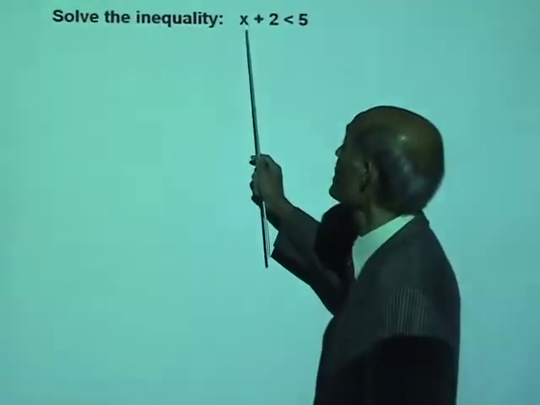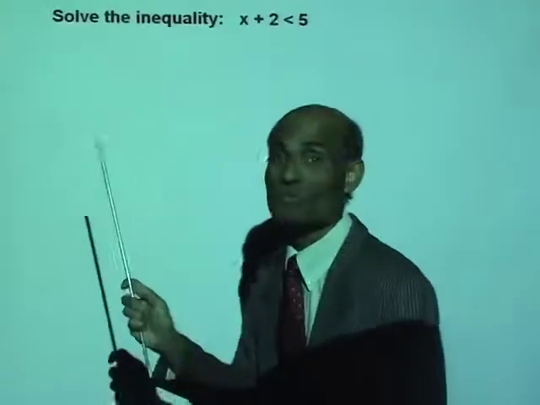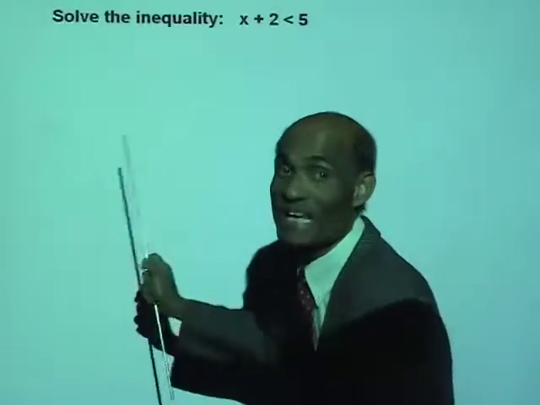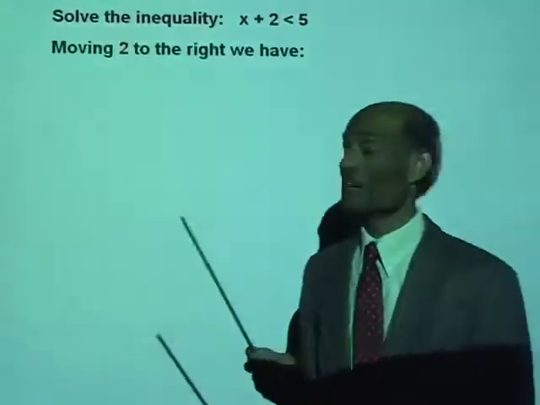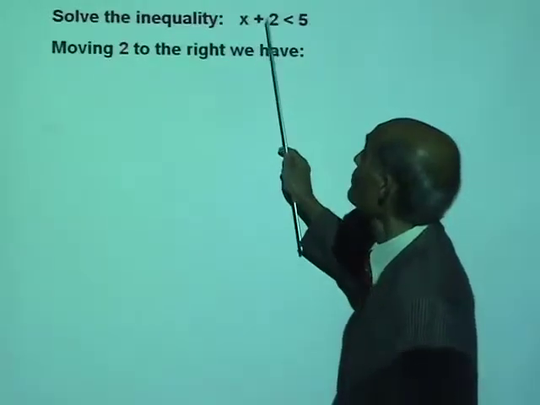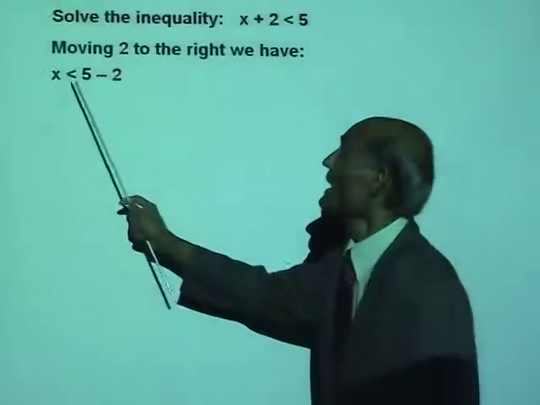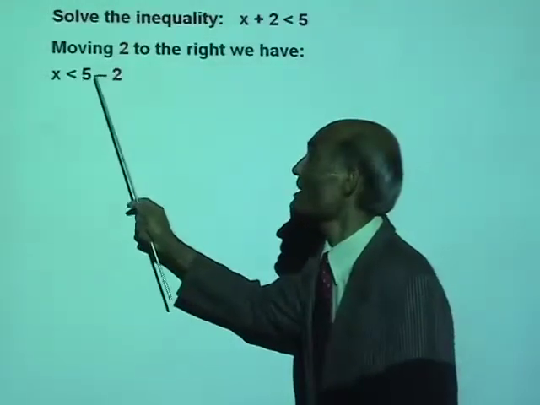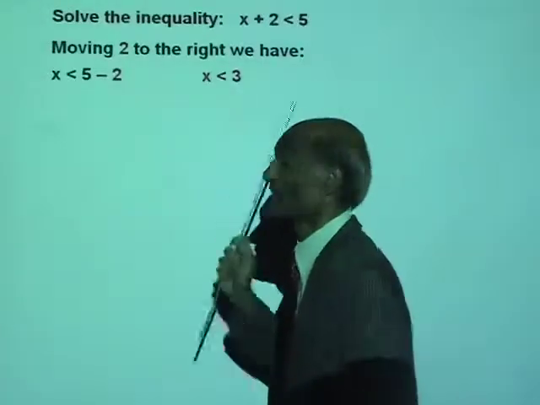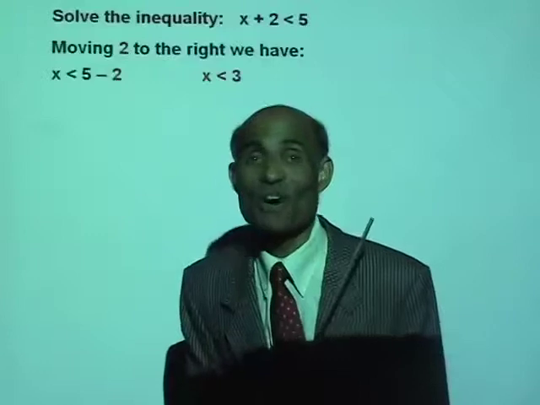Solve the inequality x plus 2 is less than 5. This time, the inequality sign is facing left, less than 5. Now to solve it, we move the positive 2 from the left to the right. So what does that become? x is less than 5 minus 2, or x is less than 3. Can you represent this on a number line?